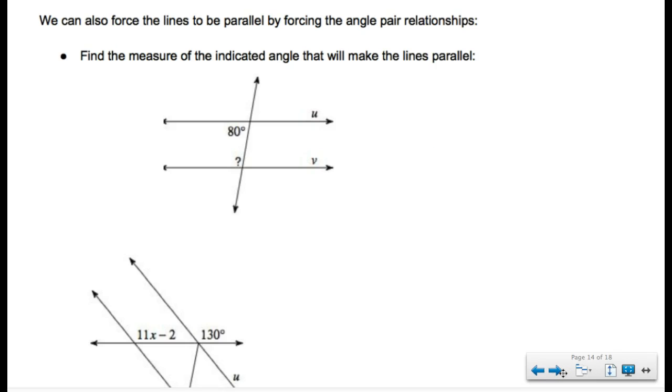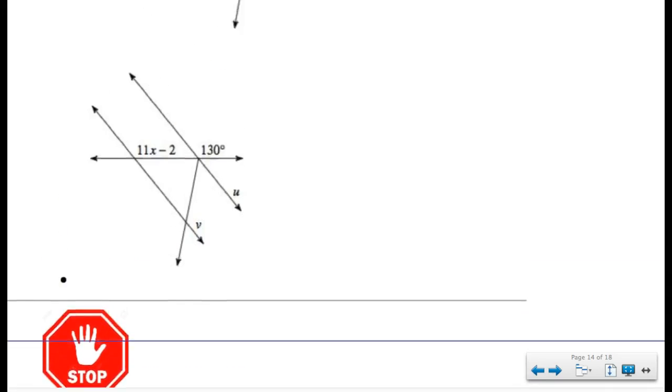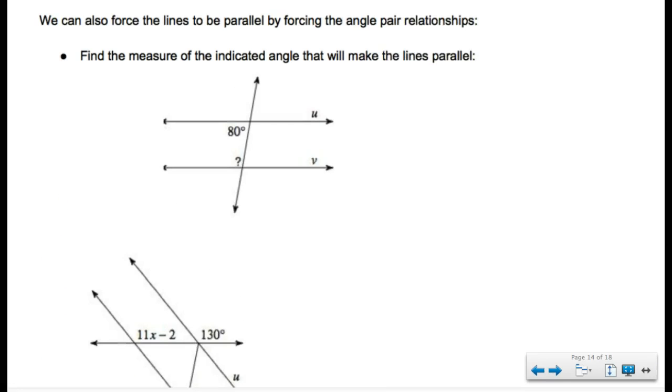So let's see if we have any more here. We do. It also says you can force lines to be parallel by forcing the angle pair relationships. What that means is, if I were to write my last statement, I would say if two angles are corresponding, then they are congruent. But I can also do what we call the converse of that: if two corresponding angles are congruent, then the lines are parallel. So you're going to force the relationship that has to occur, and that'll force the lines to run parallel.